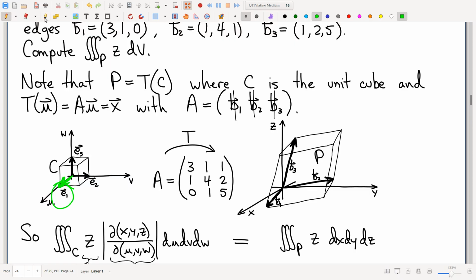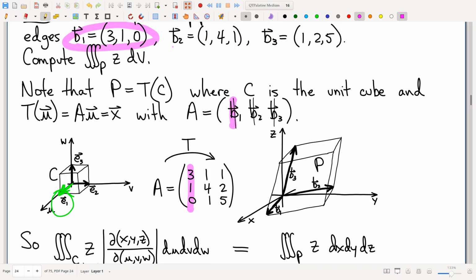And conveniently, when I say we get the first column, by construction I've arranged for that first column to be the first edge of my parallelepiped. So the first edge of that cube goes to the first edge of this parallelepiped, and then analogously for all the other edges. Everybody buy it? So this is the trick.